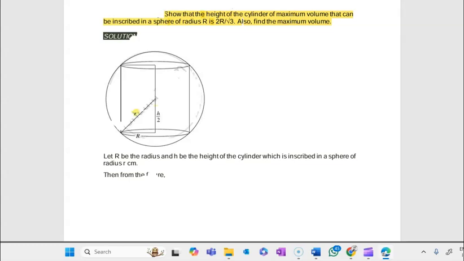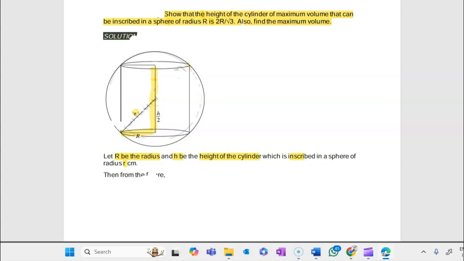This will be your center point. Capital R will be the radius of the cylinder, and h will be the height of the cylinder, which is inscribed inside the sphere of radius r centimeter. So small r is the radius of the sphere. This is the total height from here to here, and capital R is the radius of the cylinder, h is the height.